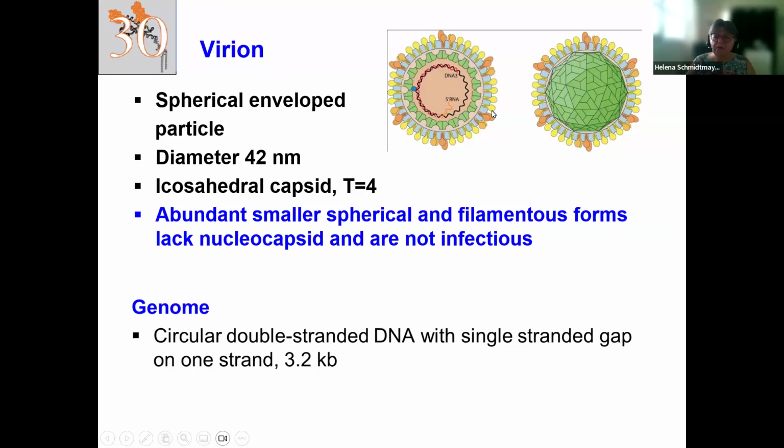Infectious variants usually are called Dane particles, and they are a smaller percentage of the viruses within the infected host. Very often we can detect an abundant amount of smaller spherical or filamentous forms which lack nucleocapsid. They only have envelope with envelope glycoproteins incorporated in those. So those are non-infectious particles.